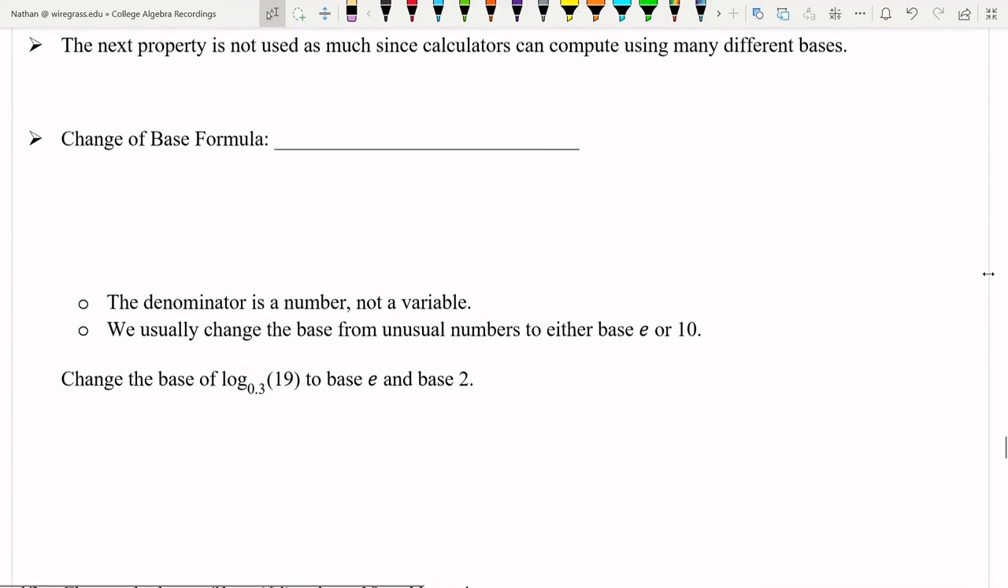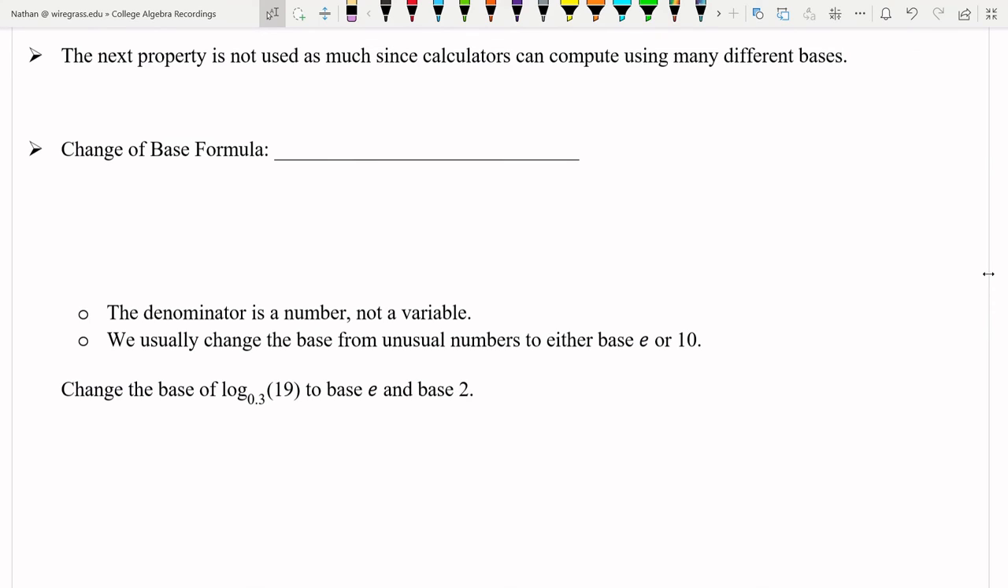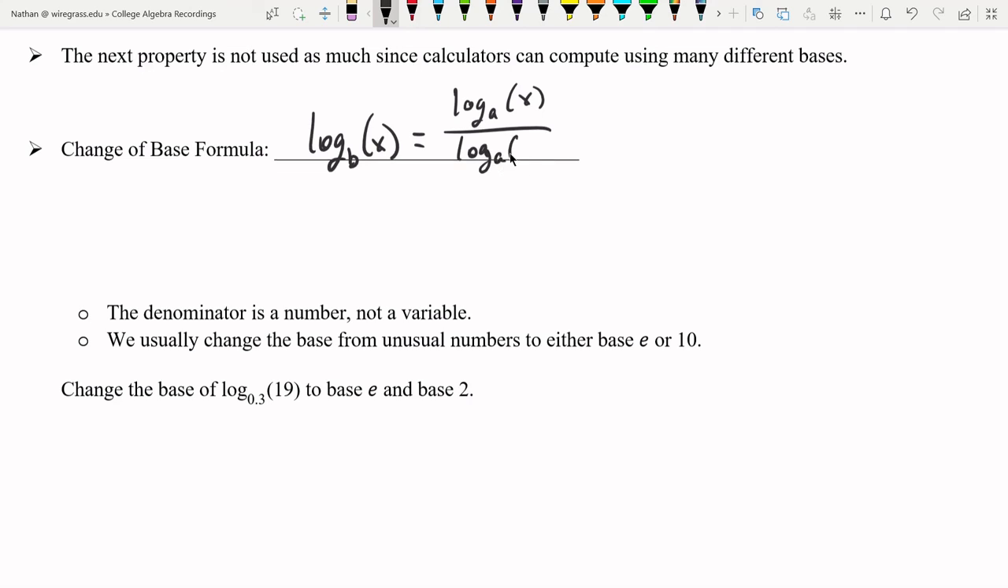Okay, there's one final property we have, other than the product, quotient, and power rules of logarithms, and that's the change of base formula. This really isn't that important anymore because calculators can do just fine on whatever base you plug in, but it is useful occasionally. The change of base formula is as such. We have log base b of x. I'm going to change the base from base b to a new base, say base a: log base a of x over log base a of b.